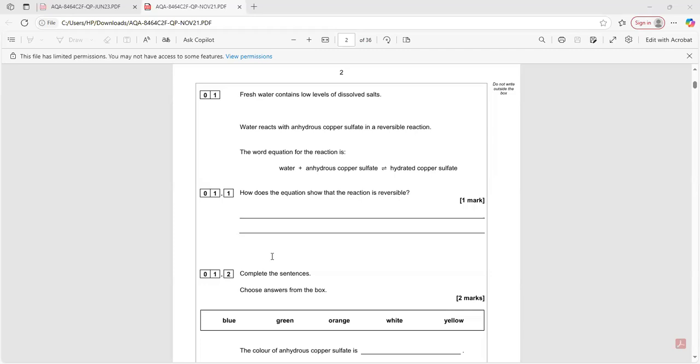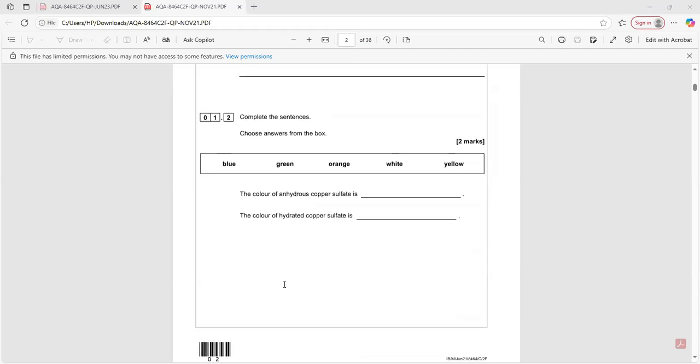The product in this case is hydrated copper sulfate. It can be broken down again to form anhydrous copper sulfate and water. So it's reversible in that sense. Okay, what's the next thing? It says choose answers from the box. So what do you think will be the answers in this case?